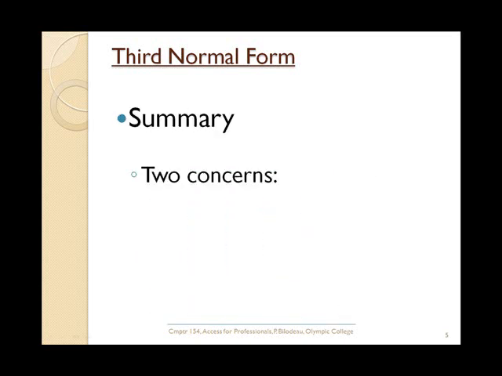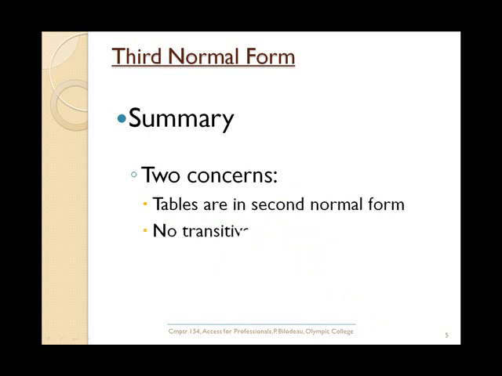In summary, third normal form requires two things: that tables are already in second normal form, and that there are no transitive dependencies, which helps reinforce the notion that all fields in the table relate directly to the primary key in order to keep tables to a single subject.